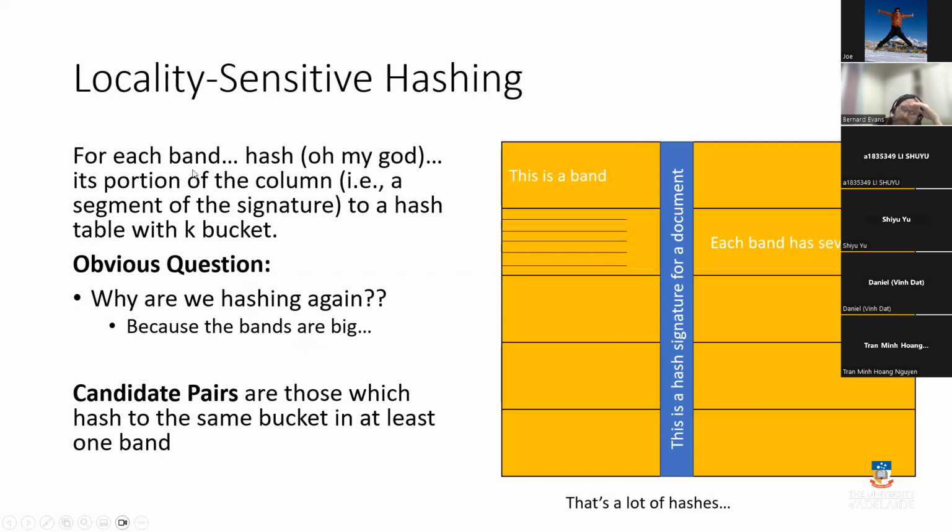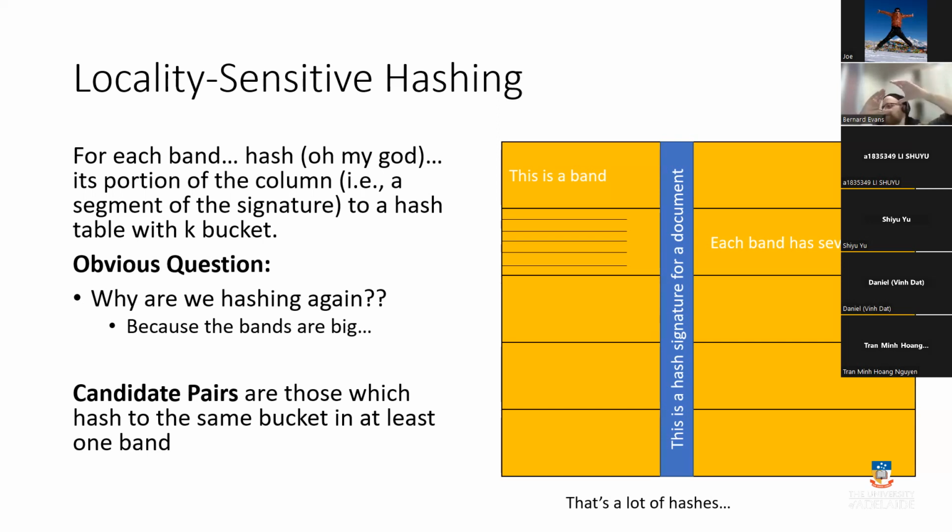Each band hashes a portion of a column, a segment of the signature, to a hash table with K buckets. So this hash signature might be really long, and it might still be too long. Are you serious? Okay, so what I'm going to do is simplify it.